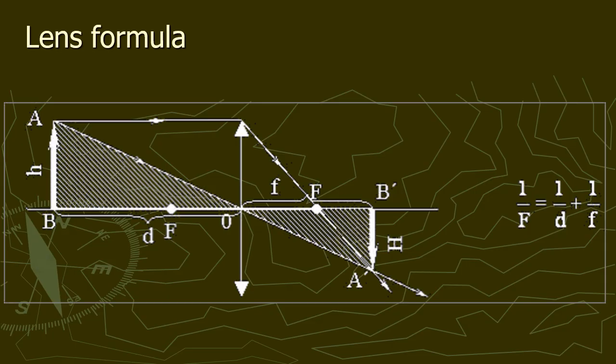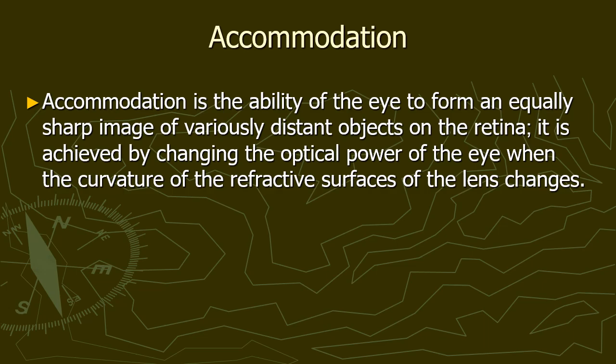As for a person, in this case, another mechanism for forming a clear image is used. It is accommodation, that is, a change in the curvature of the lens, a change in the optical strength of the lens. So, accommodation is the ability of the eye to form a clear, equally sharp image of various distant objects on the retina, due to changes in the optical power of the eye.